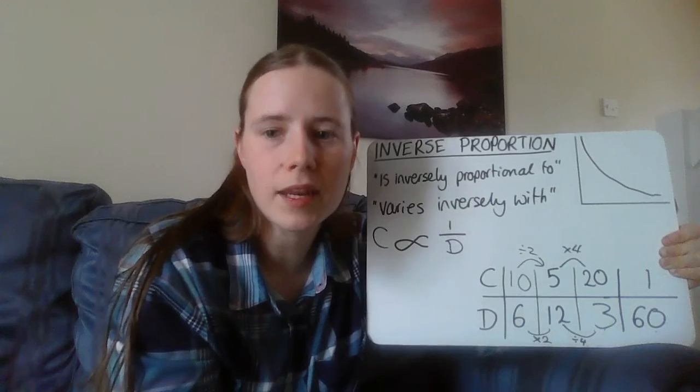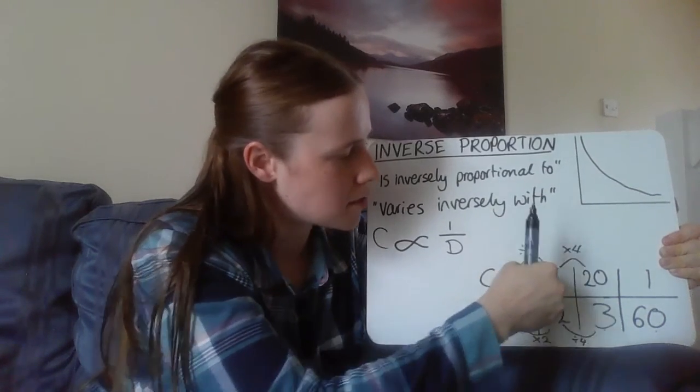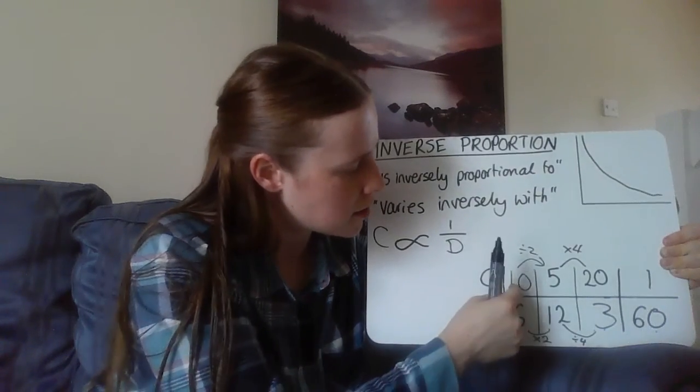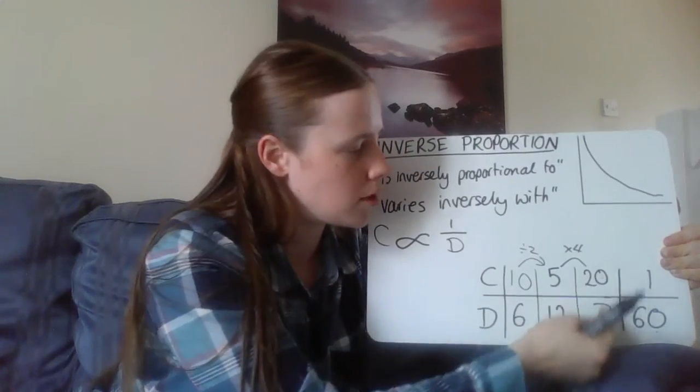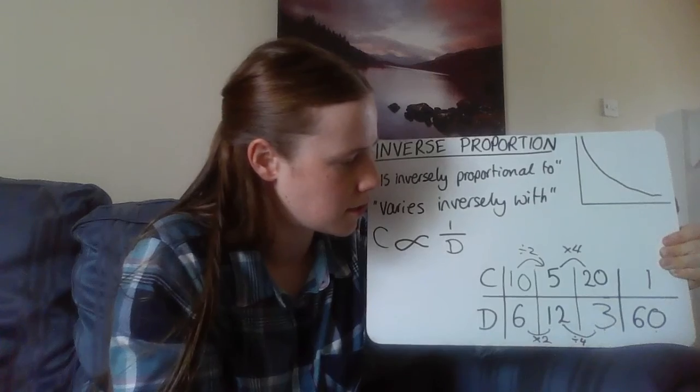Okay. Another really useful thing that you'll notice with inverse proportion is the pairs of numbers will always times to the same thing. So in this case, 10 times 6 is 60, 5 times 12 is 60, 20 times 3 is 60, and 1 times 60 is 60.